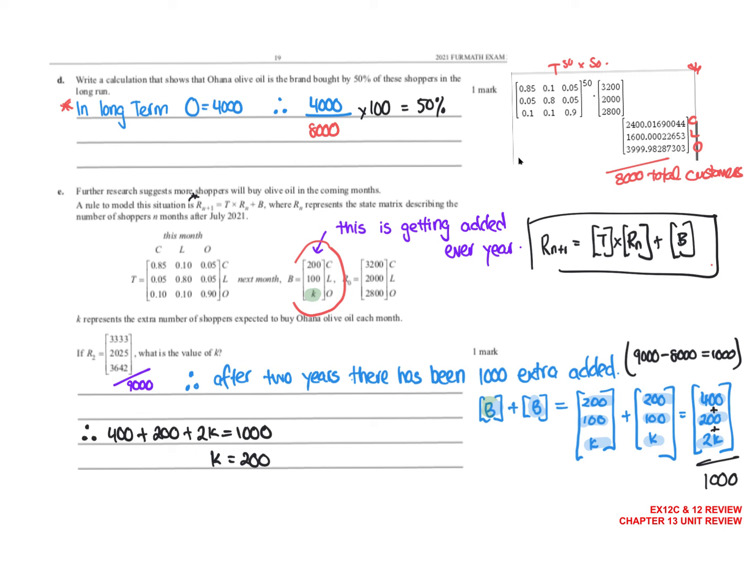Now we can see if you add this up, this was 8,000 to begin with. And when we get to R2, we're at 9,000. So over 2 years, there's been an extra 1,000. So I'm saying that if you add all these up, it's got to equal an extra 1,000, and we can solve and find K. So we end up with K is 200. It's just a hard question. Hopefully with an example, you can work out your one that you get.